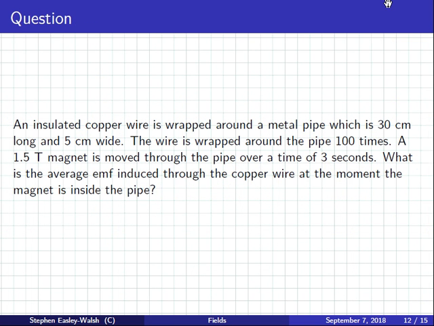Okay. So, an insulated copper wire is wrapped around a metal pipe which is 30 centimeters long and 5 centimeters wide. The wire is wrapped around 100 times, and a 1.5 Tesla magnet is moved through the pipe over a time of 3 seconds. What is the average EMF induced through the copper wire? At the moment, the magnet is inside the pipe.